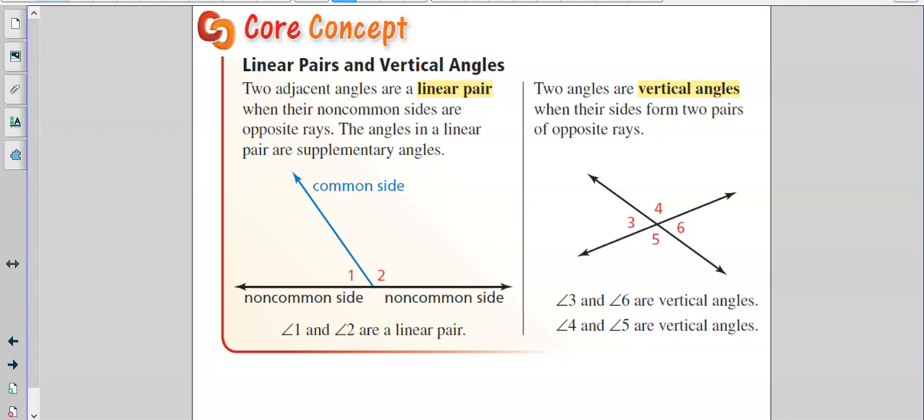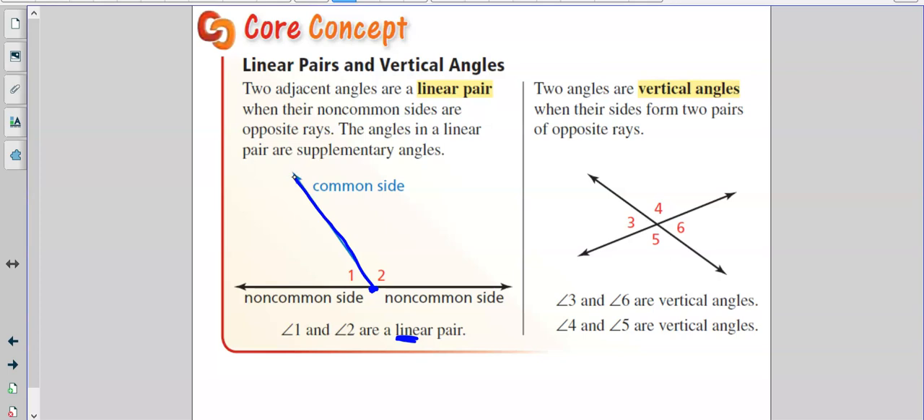All right. Linear pairs and vertical angles. So if two adjacent angles are a linear pair, all right, they are forming a straight line, hence linear. All right, so we already talked about they share a common point and a common ray, and then you have the two non-common sides.